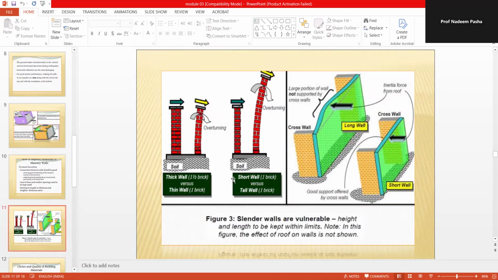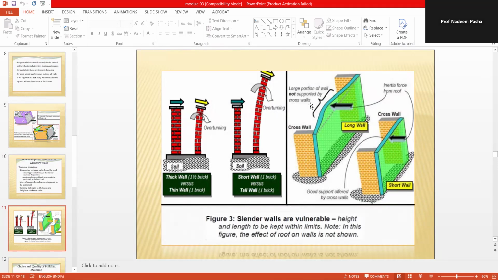Thick wall, half brick, versus thin wall, one brick. Overturning: because it is a thick wall, it is withstanding. Short wall, one brick; tall wall, one brick. See here, length is also important, thickness is also important.